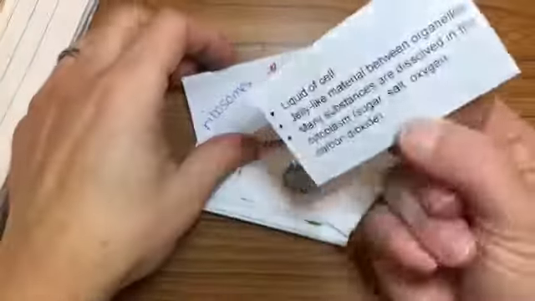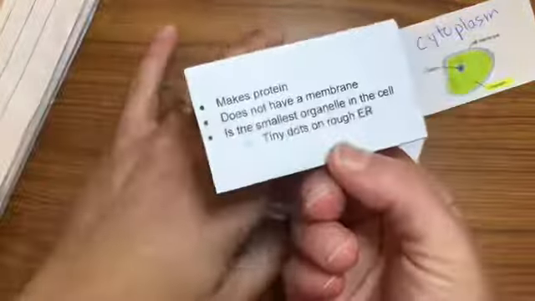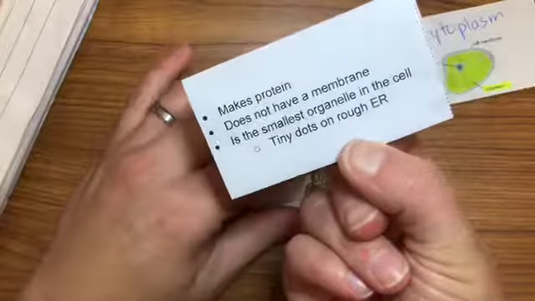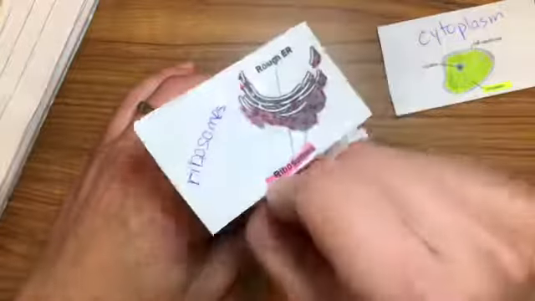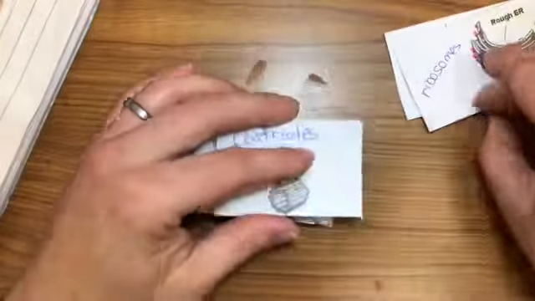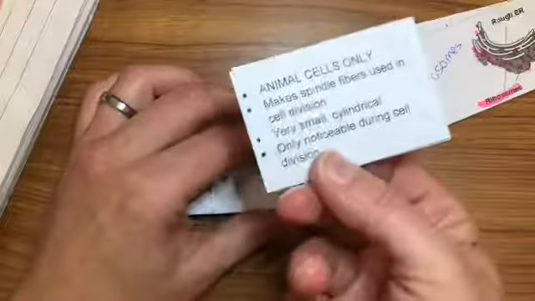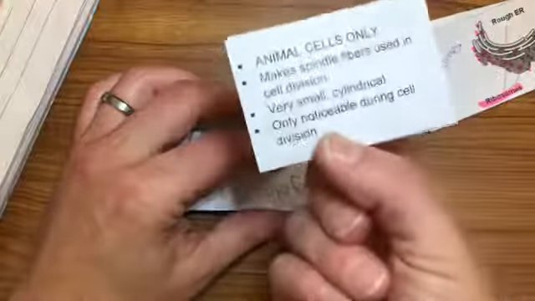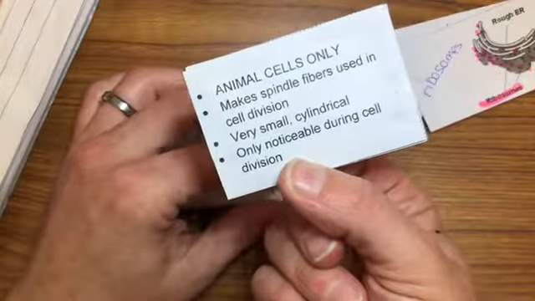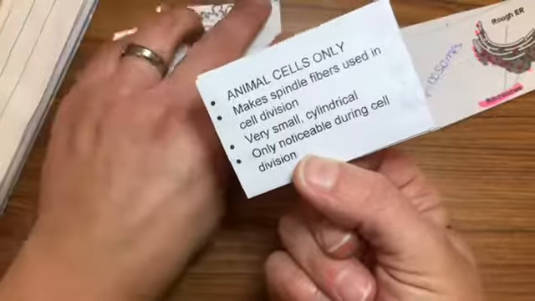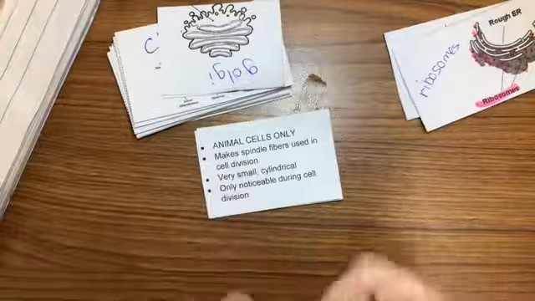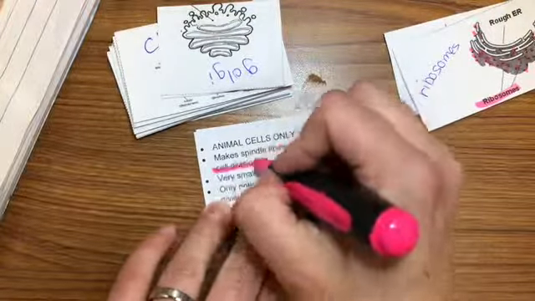Kind of go back and forth with every single fact. Ribosomes make proteins. Ribosomes do not have a membrane. Ribosomes are the smallest organelle in the cell. They are the tiny dots on the ER. Flip back and forth. Centrioles are in animal cells only. Centrioles make spindle fibers used in cell division. Centrioles are very small and cylindrical. Centrioles are only noticeable during cell division. So that one keyword there, cell division.